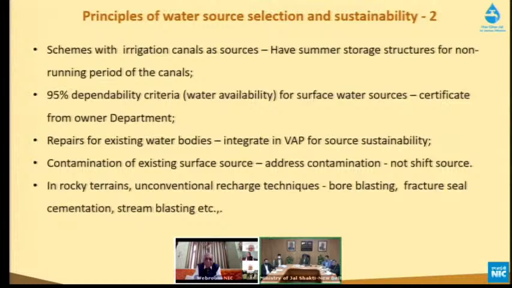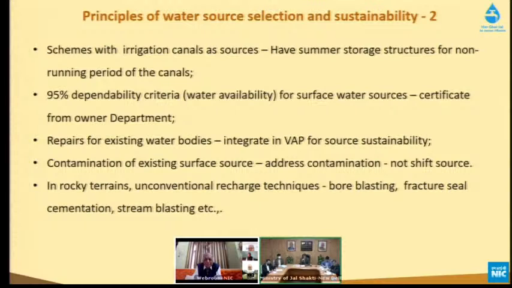Next slide, please. There are many states that adopt engineering canals as sources. Haryana, Andhra Pradesh, many of them have. It will be a good idea to have some storage structures during the summer seasons. Most of these canals do not run 12 months in a year. They run for a certain period of time. 2-3 months they are closed for maintenance. In such cases, the state of Andhra Pradesh has a concept of summer storages. They create summer storage structures in villages and store water, and then use this water for water supply during the periods when the canal is not running.